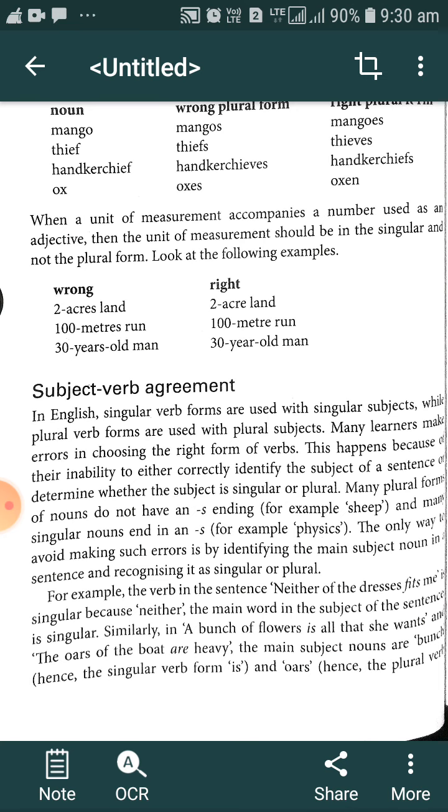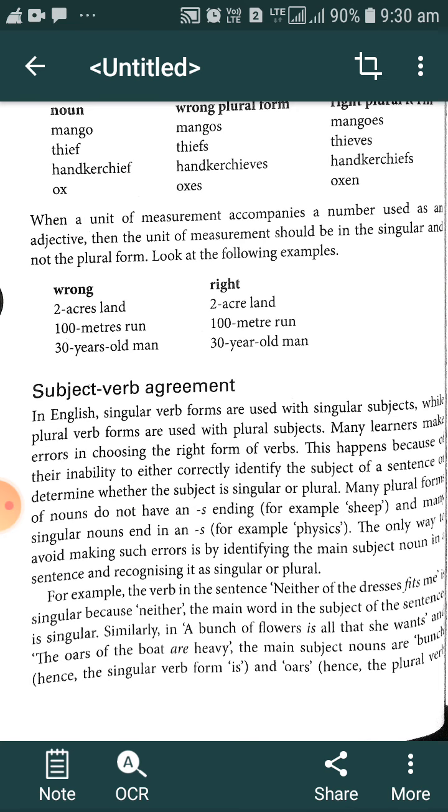The oars of the boat: there may be various oars of that particular boat, so many oars, but there is only a single boat. That's why, "The oars of the boat are heavy." The main subject nouns are here bunch, hence the singular verb form is, and oars, hence the plural verb form are.